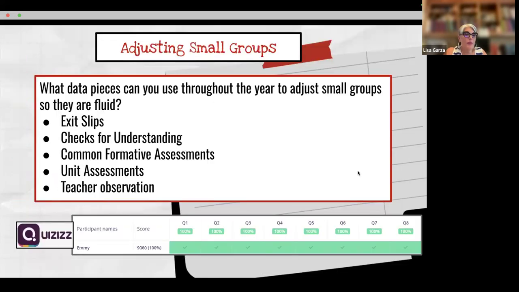It's important to remember that the small groups will change throughout the year based on your most recent data for your scholars. Exit slips, checks for understanding, common formative assessments, unit assessments, and your own observations will help guide you when your small groups should change. Quizizz is a great website to check for scholar understanding where you can add your own questions to the site and it will create a game for scholars to play. Afterwards, a report will be created for you to see which questions each scholar got correct or incorrect.